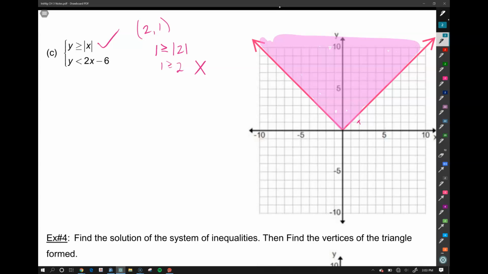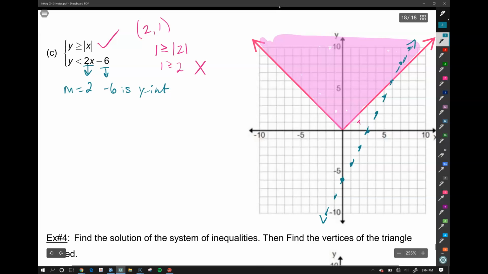Who hasn't talked today? Noah. Noah, how do I do this? Negative 6 is the y-intercept, so I go down to negative 6. Exactly. Slope is 2, so I go up 2 over 1, up 2 over 1, up 2 over 1. Is this going to be solid or dotted, Noah? Dotted. How do you know? Exactly. It's just a greater than or less than, so it's going to be dashes or dots. Very clear that it's not a solid line.